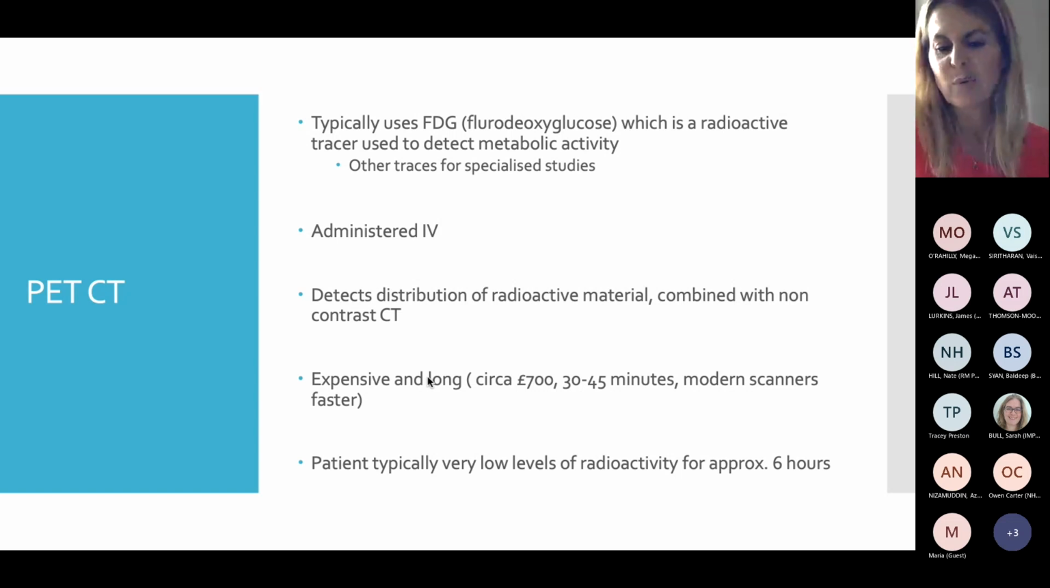One of the things that's important for the patients to be aware of is they typically emit very low levels of radioactivity for approximately 6 hours afterwards. So there are some things that they'll get advice to avoid doing in that time, but it's very low levels and almost no, very little risk to people.